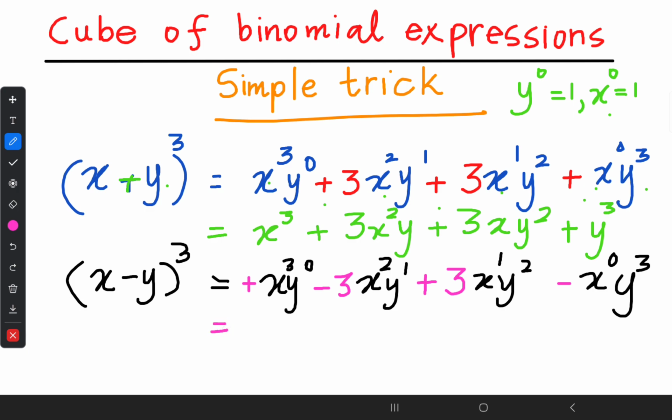Now let's write that properly. x cube y with the power of 0 means 1. x cube multiplied with 1, it is x cube. 3 times x square times y. So 3x square y. 3x square y. Don't write it as y x square.